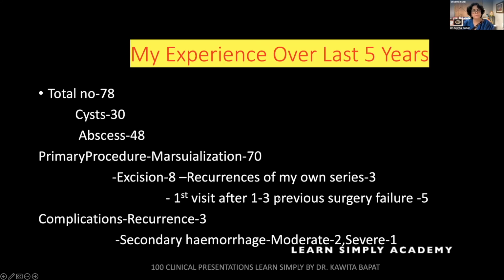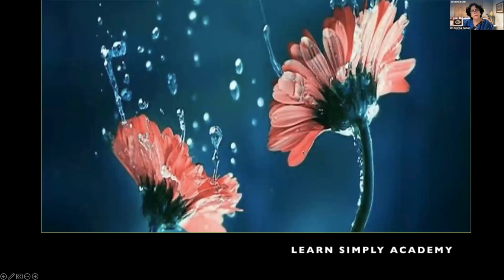That's more important. In my experience, we have done 78 cases, and we have removed 30 abscesses, 48 cysts. As the primary procedure, we did marsupialization, and excision in 8. Recurrence in my series is almost worst after 1 to 3 previous surgeries, failure 5. Complications: sometimes secondary hemorrhage, and that's not important.